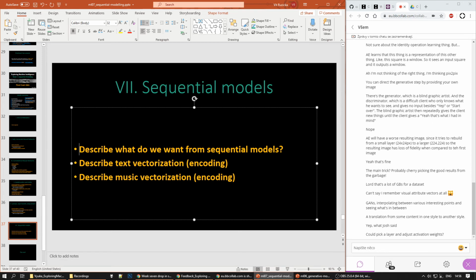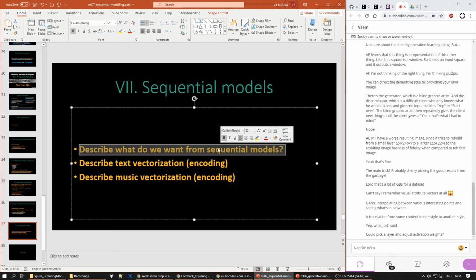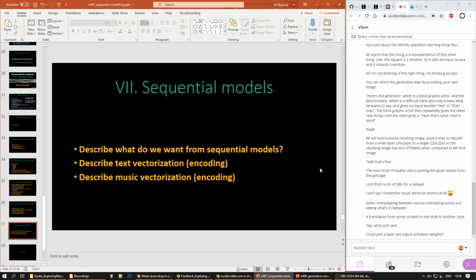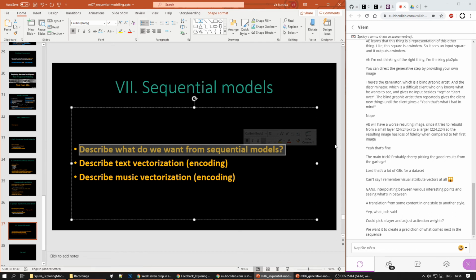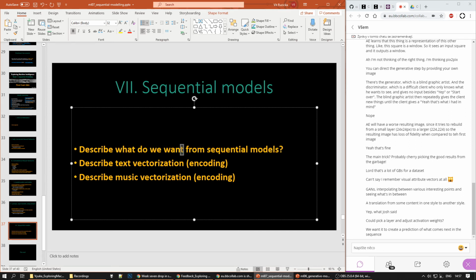Could you describe what we want from the sequential models as compared with any other models that we were talking about before? I mean, a sequential model has the concept of, not even necessarily time, but just that one element of data is dependent on the previous. Text is a good example, where one letter in a given sentence is very dependent on all the letters that are before it.